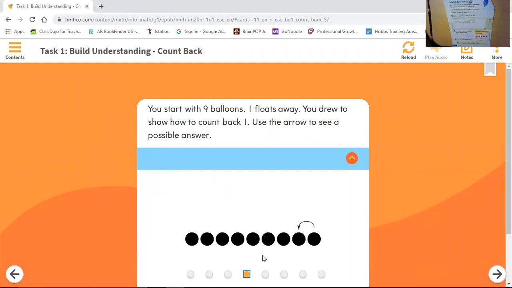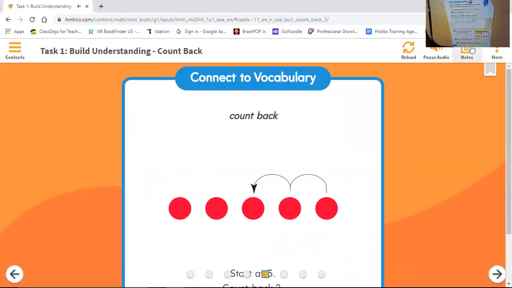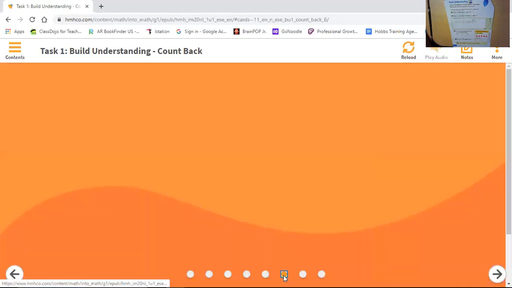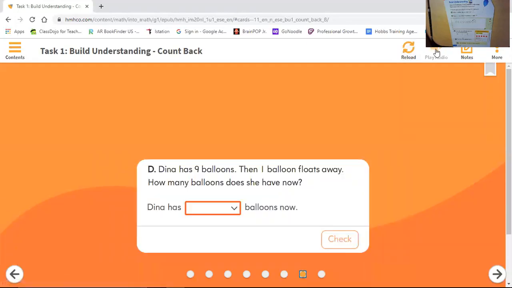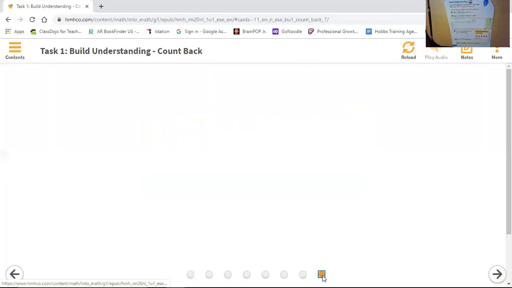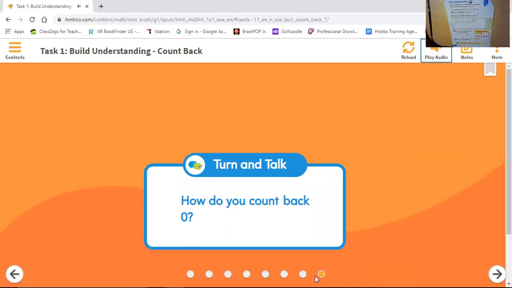This is the example with letter B, it's just like what I did on our worksheet. Connect the vocabulary. Letter C talks about the vocabulary of jumping back. Well, it's not letter C yet. I apologize. This is letter C. And you'll fill in the bubble. Letter D. We're going to answer how many balloons she has now. And then the last dot right here shows you that you are finished.